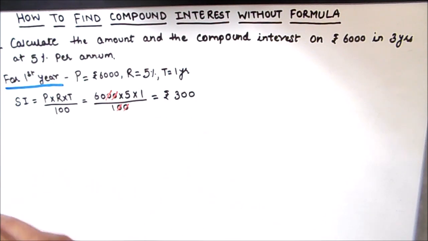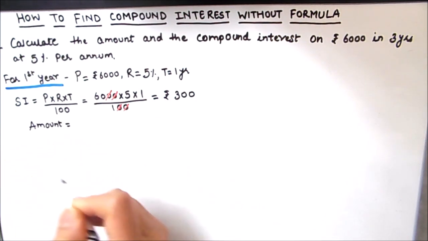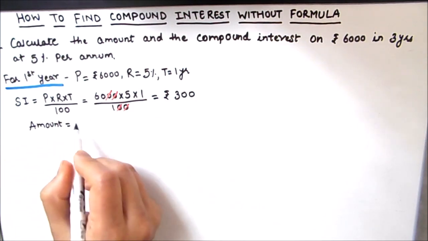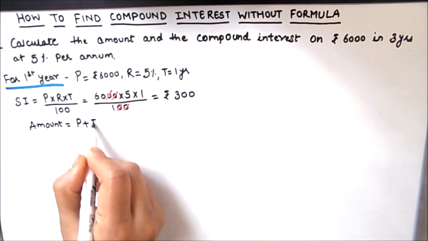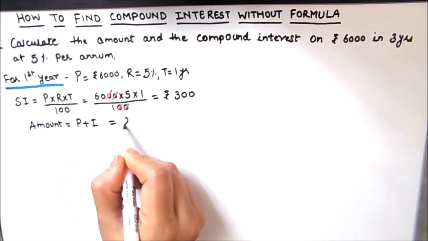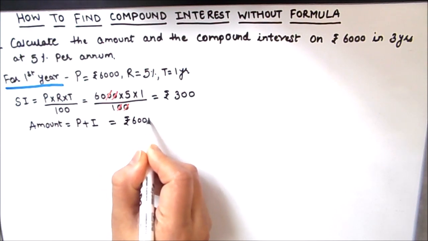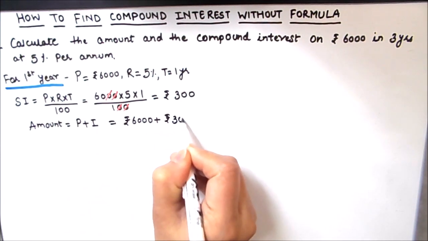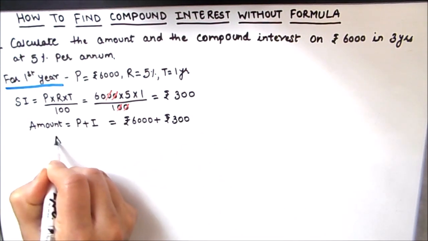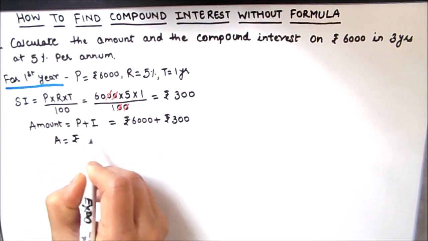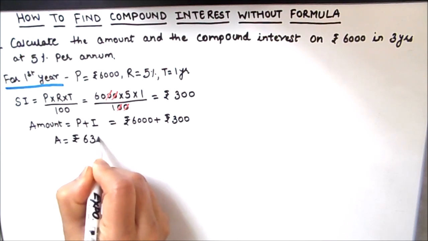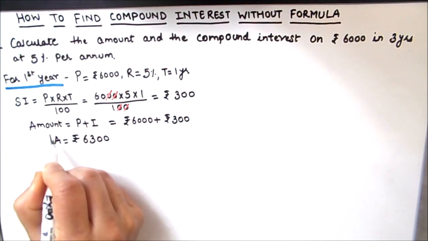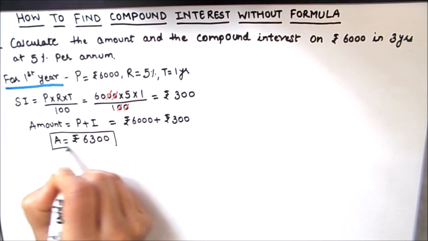Now we'll find the amount which is due after 1 year. So amount will be principal plus simple interest. Principal is rupees 6,000 and interest we calculated as rupees 300. So our amount will be rupees 6,300. This is the amount at the end of 1 year.